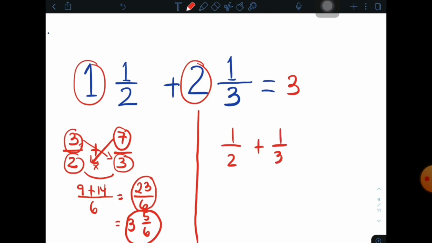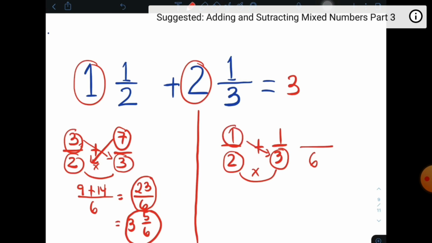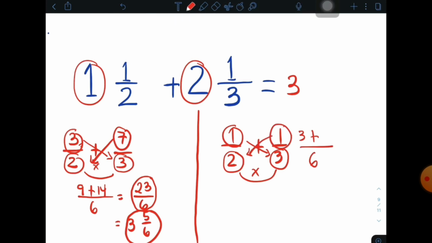Okay, so this time we can apply the butterfly method. So 2 times 3, we have 6. Then cross multiply. 1 times 3, we have 3. Then 1 times 2, we have 2. So then add 3 plus 2, 5. Then copy the denominator 6. So therefore, our answer is 3 and 5 over 6. See? Magkatulad lang yung sagot. So the same answer, the same result that we get.